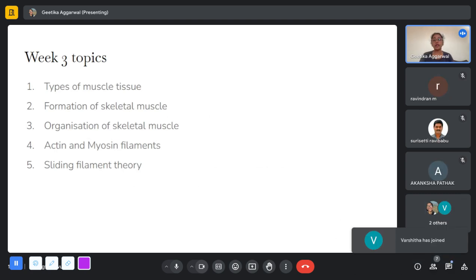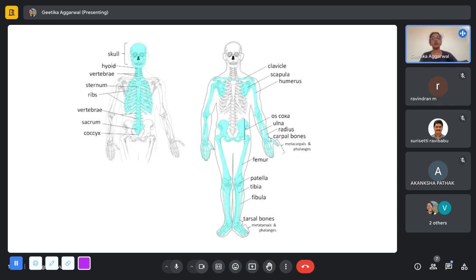Okay, so moving on to what were the topics that were covered in week three. Professor Das discussed types of muscle tissues that are there in our body, formation of the skeletal muscle, organization of the skeletal muscle, actin and myosin filaments, and the sliding filament theory. So we'll discuss all of these in a little detail so that you get an idea of what was happening during the week, and then we can have a discussion over these. Okay, so first of all, let's come to the skeletal classification.